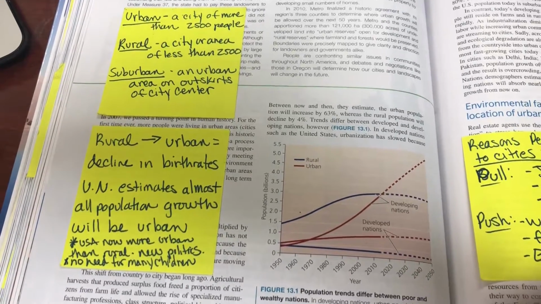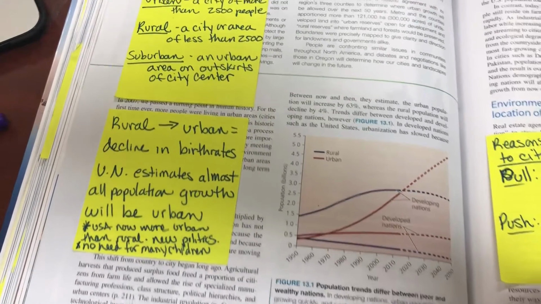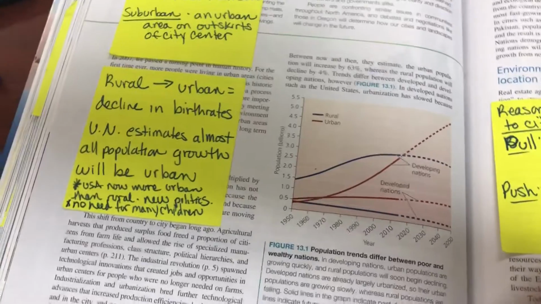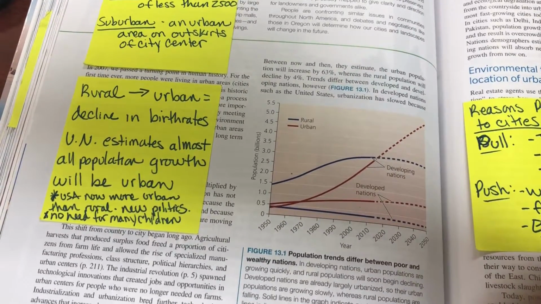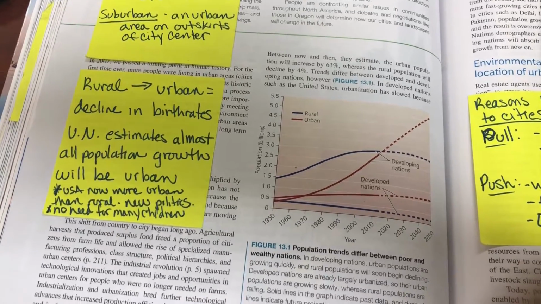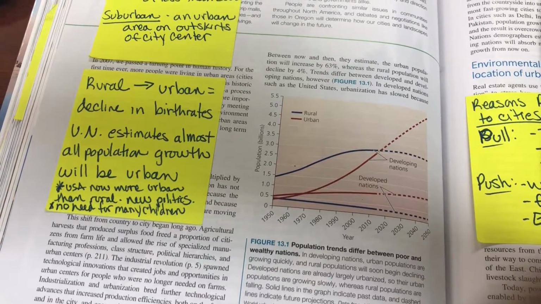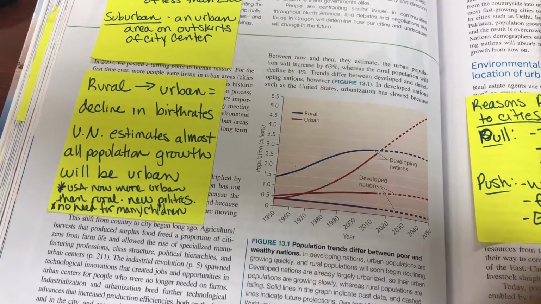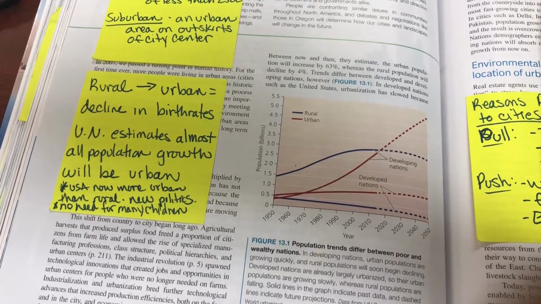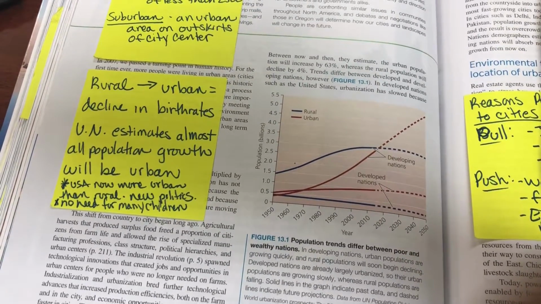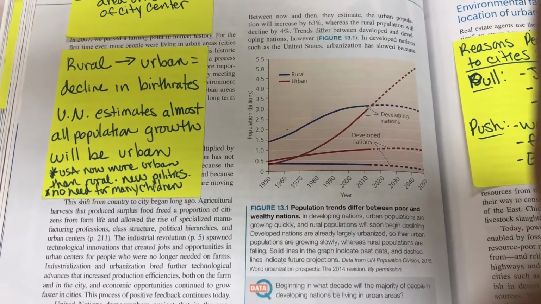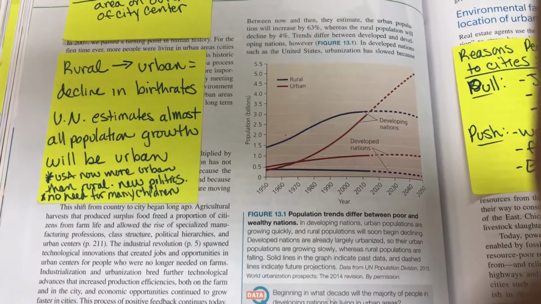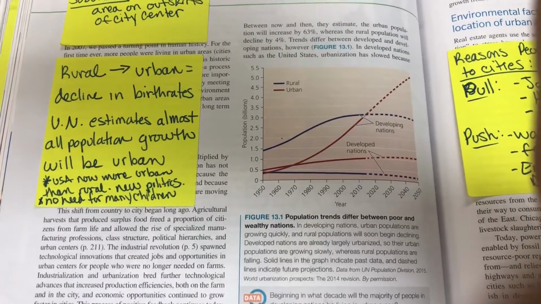Now, the UN estimates that almost all population growth will be urban, and in the USA, we have more urban than rural populations right now. And with modern economics, there is no need for many children anymore. There isn't as much farmland. There's not a lot of arable land left. So if there are farmers in the family, they for the most part can only give the farm or have enough land for one child.